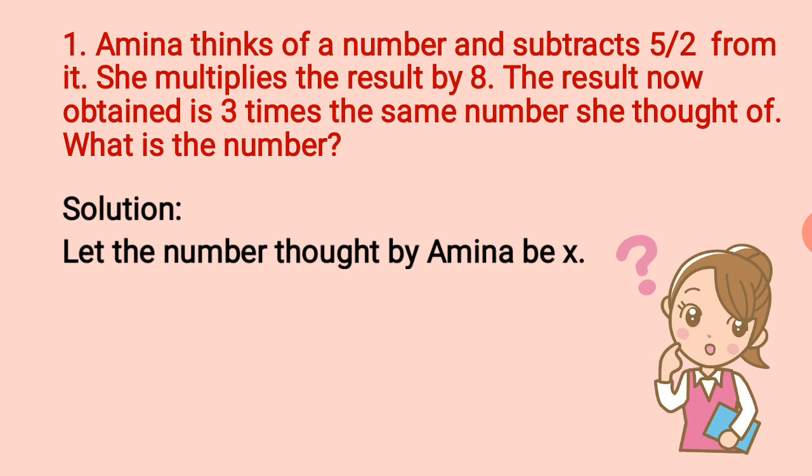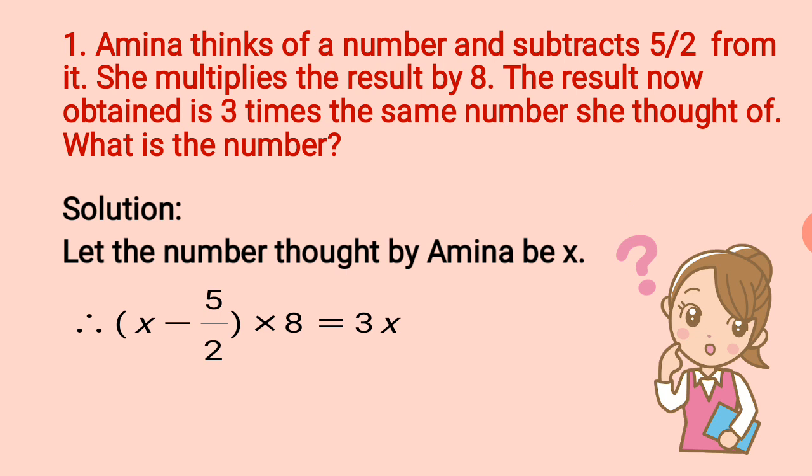The result now obtained is 3 times the same number she thought of. 3 times the number will be 3x. So this is our equation. Puzzle converted into an equation. So x minus 5 by 2 is the number and out of it 5 by 2 is subtracted and to that number 8 has been multiplied. And the solution that she got, it was 3 times the number, so equal to 3x.